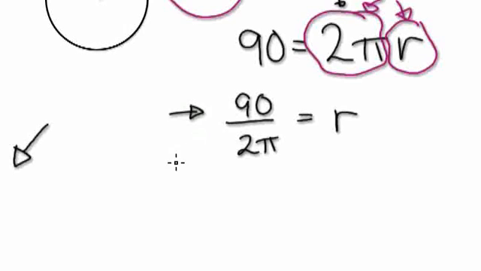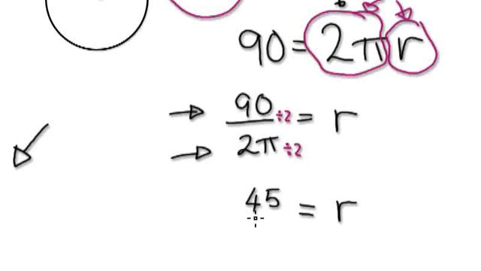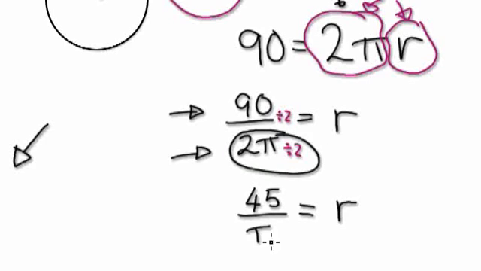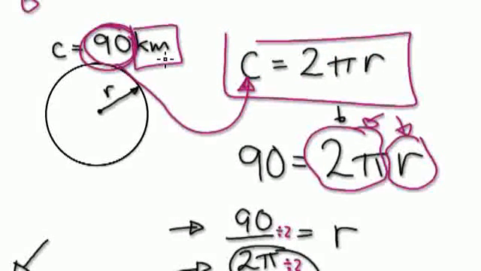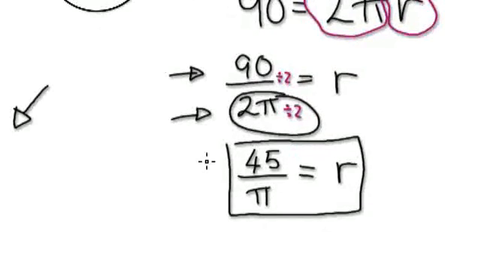Now, it's an even number, so let's divide top and bottom by 2. So this becomes 45, and the 2 pi divided by 2 would be pi. So the answer, the radius, is 45 over pi. And remember, because this is in kilometers, the answer would be in kilometers, whatever the answer is here. So it won't be centimeters, it will be in kilometers.